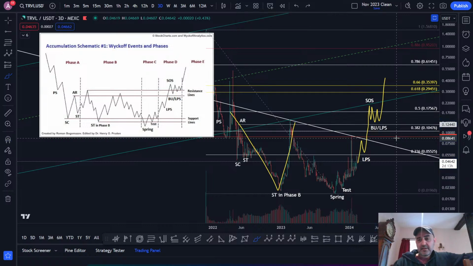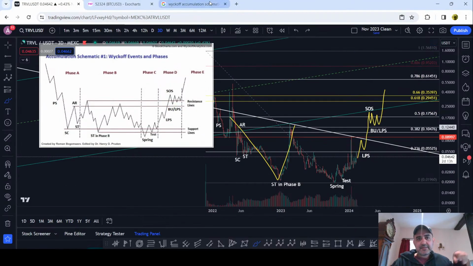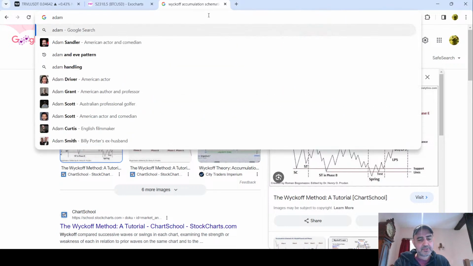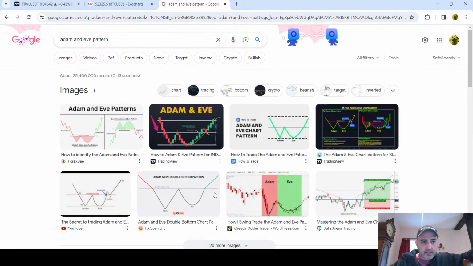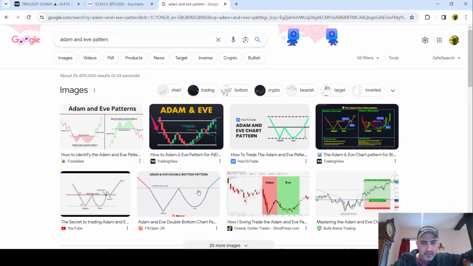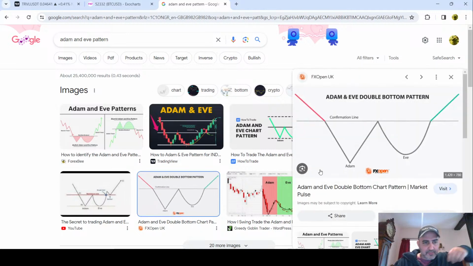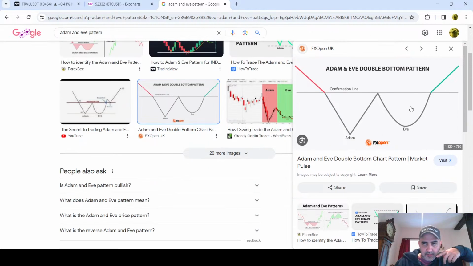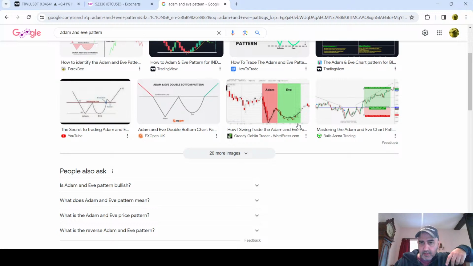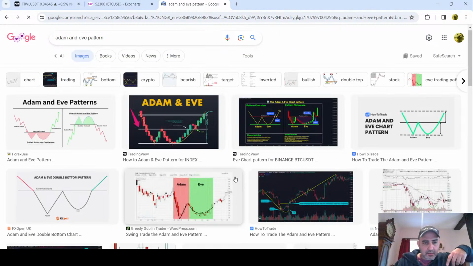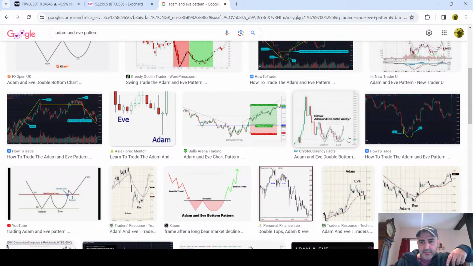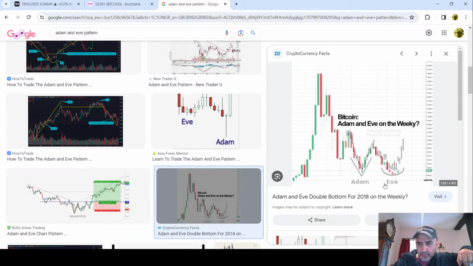And the other thing we have to bear in mind is, what's an Adam and Eve? People are like, what the hell is all this rubbish? This is an Adam and Eve, except Adam comes lower here. It doesn't always have to come lower. I don't think it has to come lower always. Bitcoin, Adam and Eve. See?